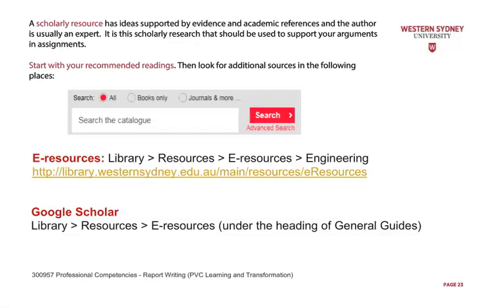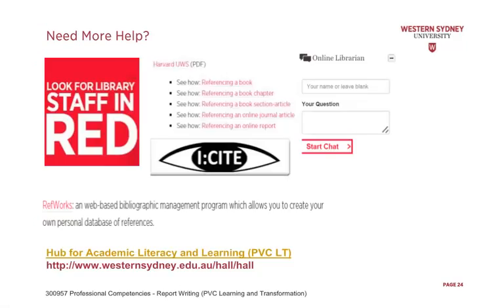Another powerful tool is Google Scholar. You will be able to search for keywords and find many articles through Google Scholar. If you need more help for the assignment, here are some examples of things you can look for. For example, look for the library staff in red, or go to the Harvard UWS website. Or you can also go to Online Librarian, or iCite is a very powerful tool. There's also RefWorks, which is a web-based bibliography management program and allows you to create your own personal database of references. Finally, there's also the Hub for Academic Literacy and Learning, which you can find on the website at the bottom.